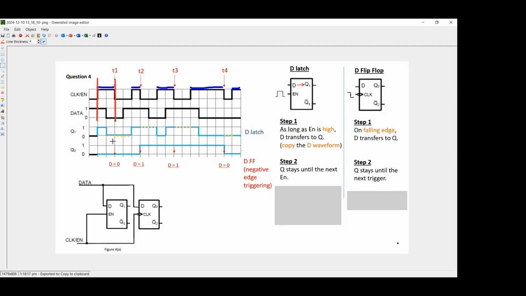Okay, so just now the waveform is like that, right? Then this is step one. Step two is it will stay until the next enable. So you'll just continue until the next enable. Where is it? It's here, correct now? Right.